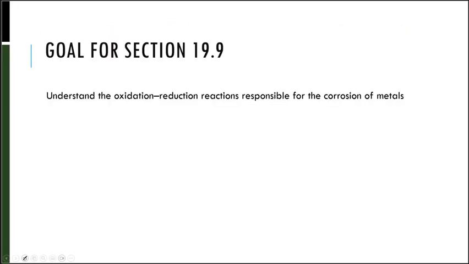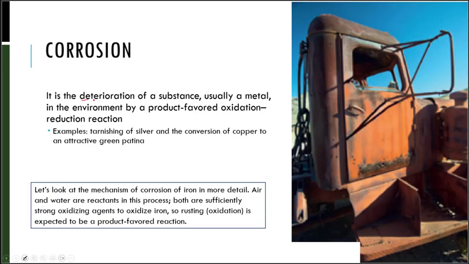And finally, let's look at how oxidation-reduction reactions are responsible for the corrosion of metals. Corrosion is the deterioration of a substance, usually a metal, in the environment by a product-favored oxidation-reduction reaction. Some examples are the tarnishing of silver and the conversion of copper to an attractive green patina. We can see here the corrosion that's happening here.